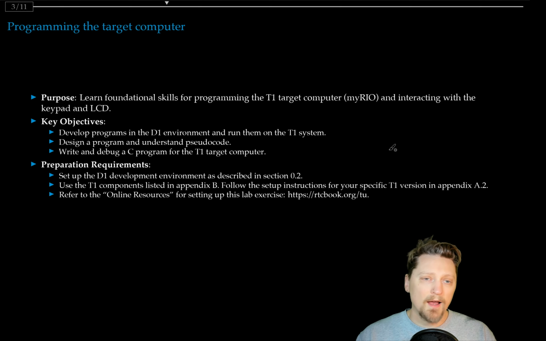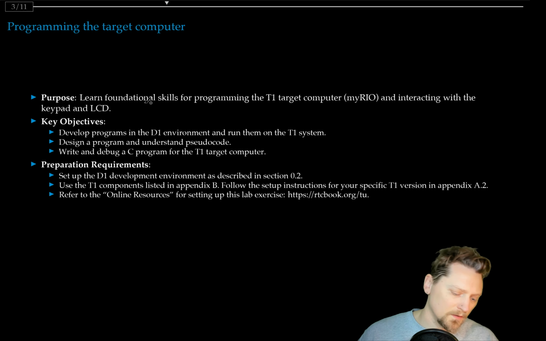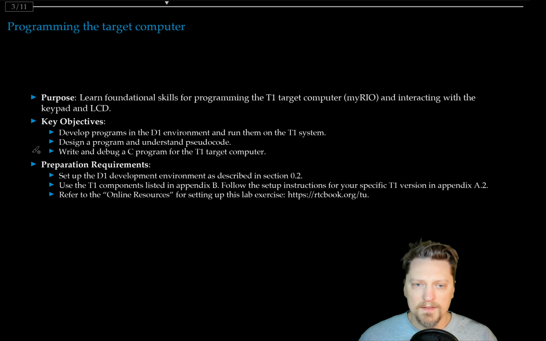The purpose of the lab is to learn foundational skills for programming the T1 target computer, which is the MyRio, and interacting with the keypad and LCD. Key objectives: develop programs in the D1 environment and run them on the T1 system. So the development environment will write the program, develop it, and then deploy it onto the T1 target system. Design a program and understand pseudocode. So we introduced pseudocode in this lab to learn about that and how to use it. Write and debug a C program for the T1 target computer. So we'll write and debug a basic program.